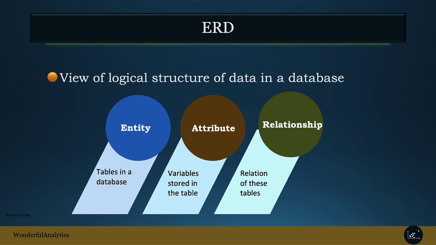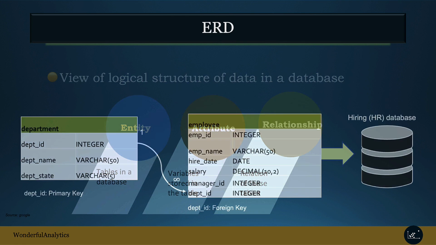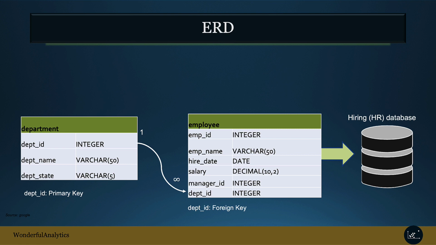The ERD shows what the entities are, or the tables in a database, what the attributes are, that is variables stored in a table, and how the variables are related to each other across tables in a database. For data scientists, it may provide quick insight about available data and hence help to plan the analytics work accordingly. So here in our HR database, we have shown an ERD with 2 entities, that is department and employee. Each of the entities has several attributes. For instance, the department table has department ID, name, and location attributes.